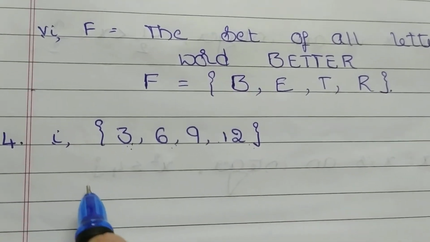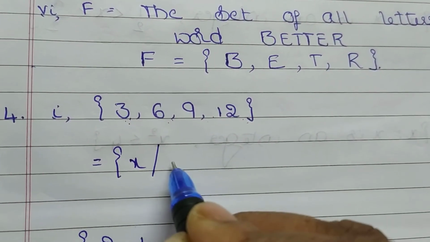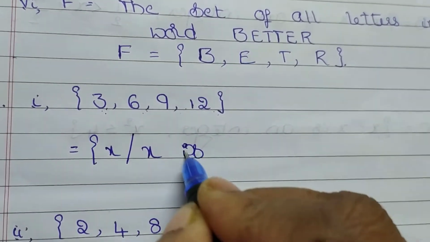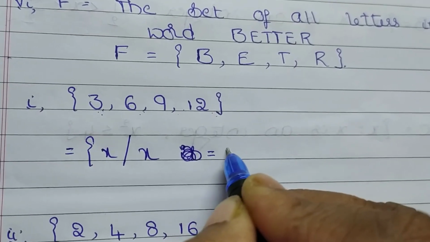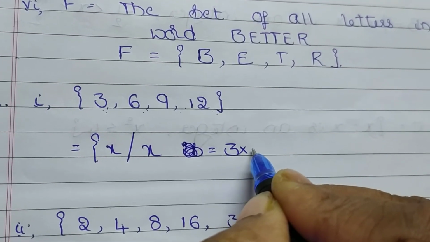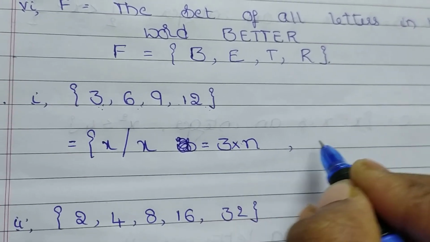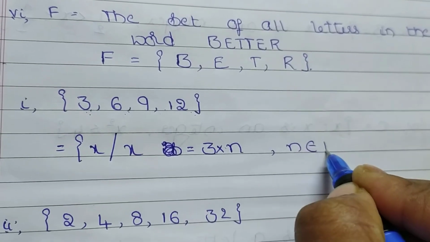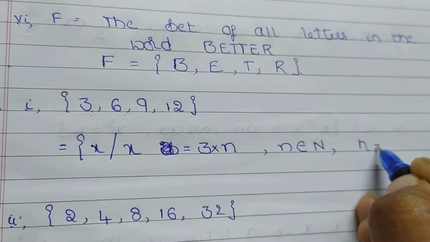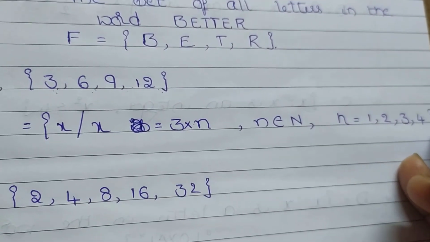So you can write it as x such that x is a, or otherwise we can write the property x equals 3 into some natural number n, where n belongs to N and n should take the values 1, 2, 3 and 4.